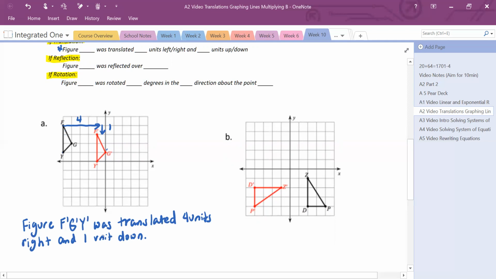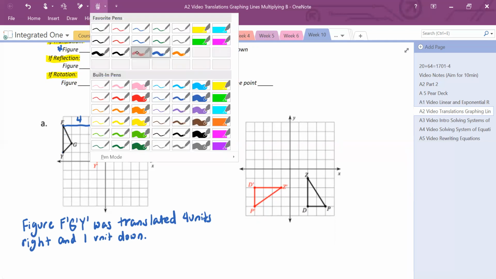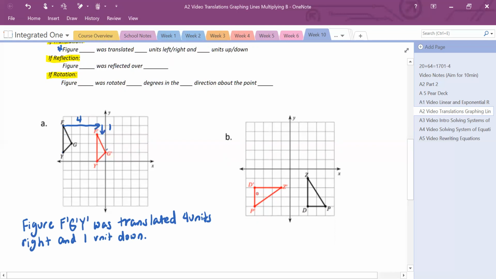So let's look at example B. Example B is not a translation, because notice that D prime and D are in different areas. When you look at this black shape, this is your original shape, and then this is what's going to be translated. It looks like my D point actually went this way. So it's definitely, I think, going to be a rotation. And it looks like it's rotating in a certain direction here.